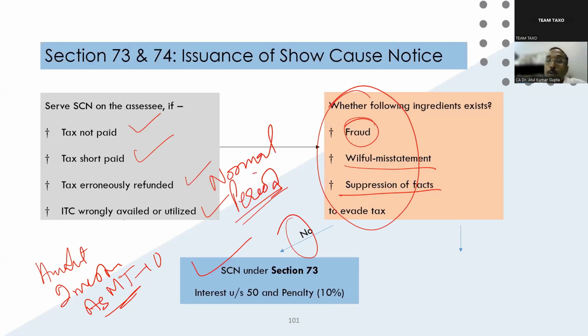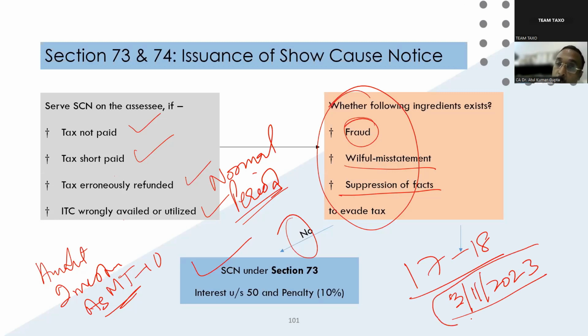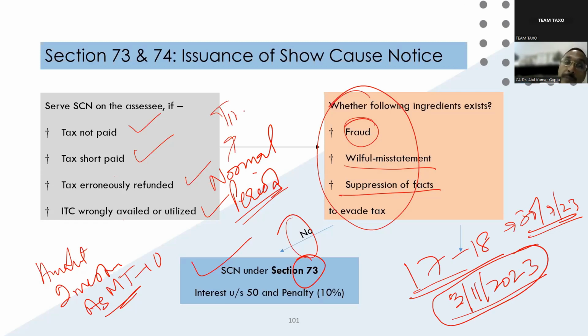Say, for example, they want to issue a show cause notice for 17-18 today. Today's date is 3rd of November 2023. Now, my dear friend, the normal period expires on the 30th of September 23. In case the department wishes to issue the show cause notice for 17-18 under section 73, that is not permissible because the normal period has now become time barred.